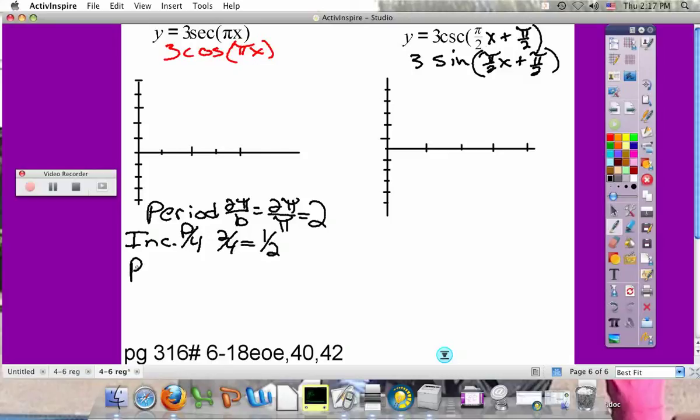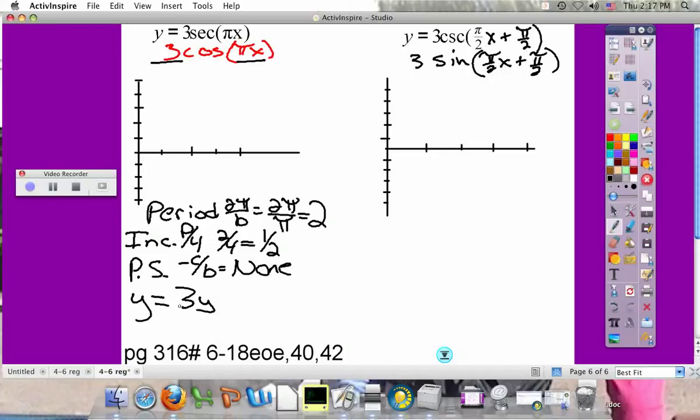Then you need your phase shift. Phase shift is opposite c over b. And in this case, there is no c because there's nothing being added inside the parentheses. So there is none, which makes it nice. That means our start and our end is normal. So the last thing is your y values. What are you going to do to them? You're going to do whatever's on the outside. And the only thing I see on the outside is a 3. So we're going to take all of our y values and multiply them by 3.